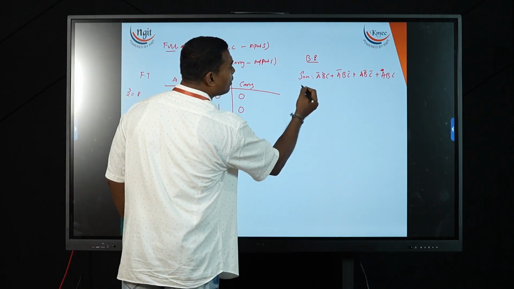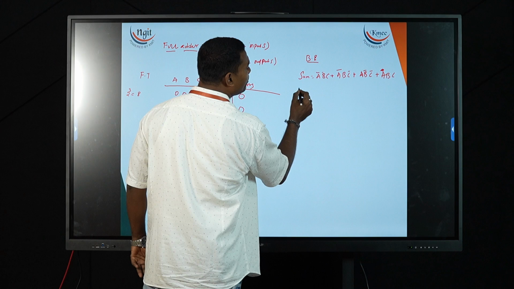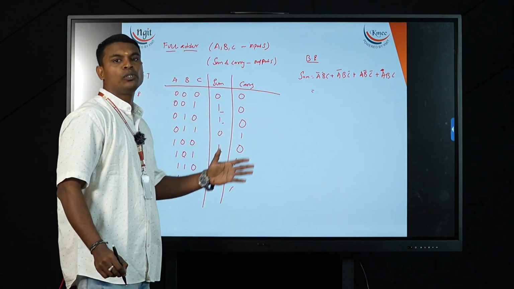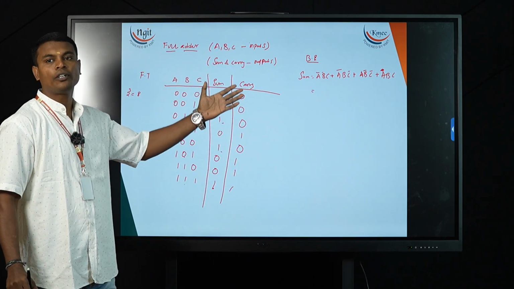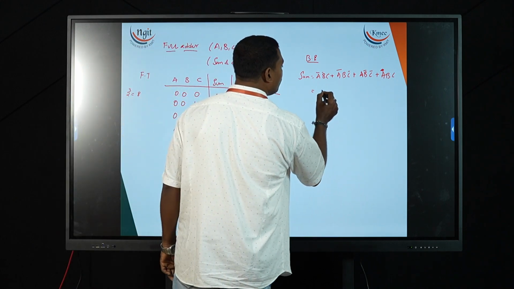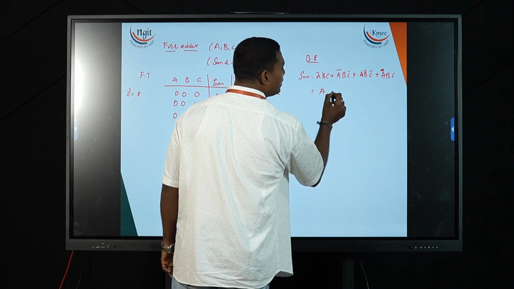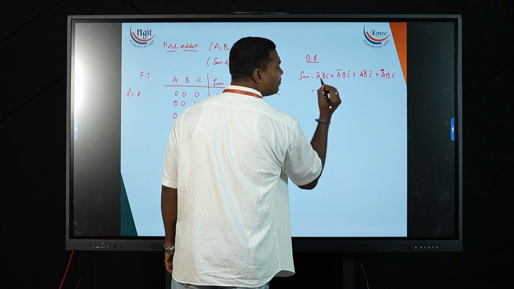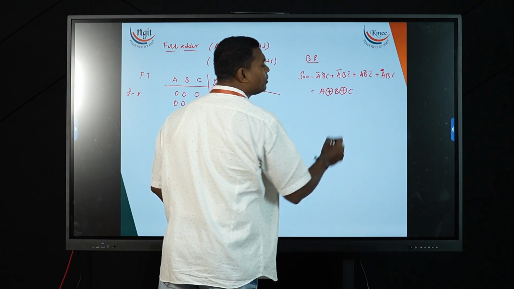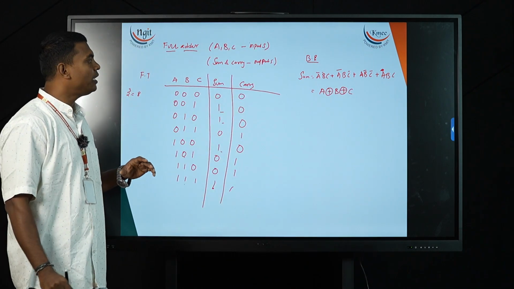Now this expression can also be written as follows when we simplify using Boolean laws, or if we use a Karnaugh map to resolve this equation. We are going to get the expression A exclusive OR B exclusive OR C. So this is the simplified expression for our sum value.